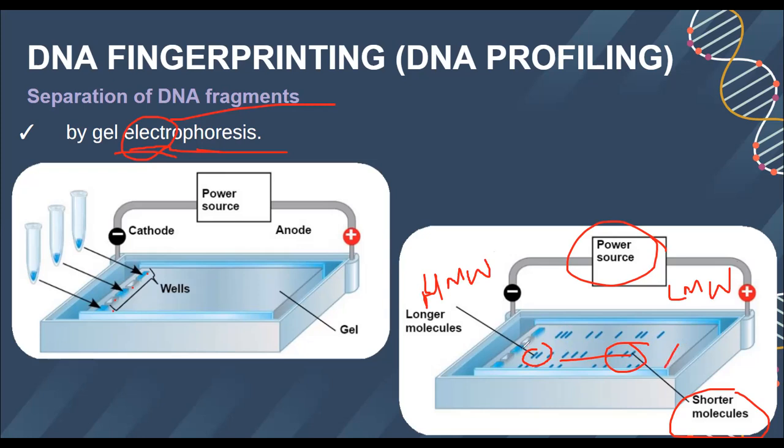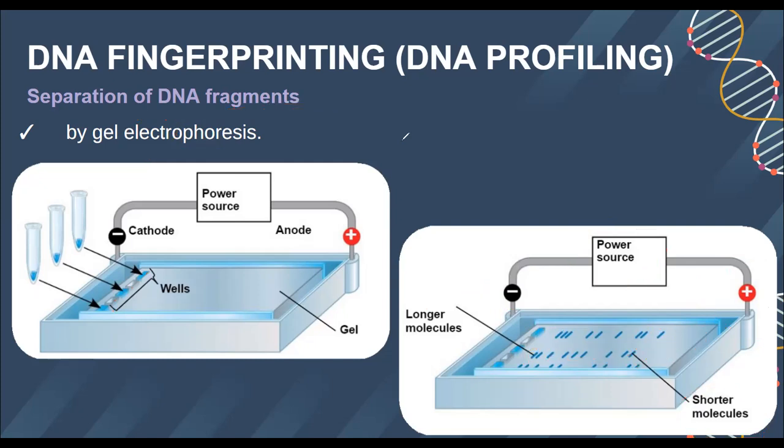DNA being negatively charged, it will run towards the positive terminal. You can see the positive terminal over here and the negative terminal over here. This you are aware of from cathode-anode biochemistry, and you should know this working. So DNA, being negatively charged, will run towards the positive terminal, that is the anode. This is how the fragments will be separated by gel electrophoresis.